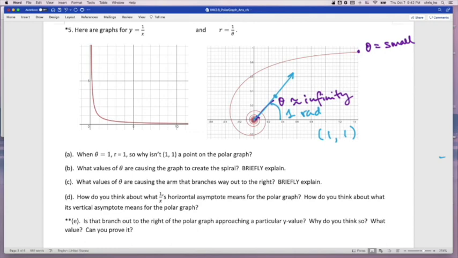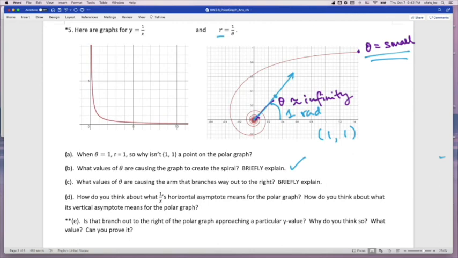What values of theta cause the graph to create a spiral? I just explained that. Basically, the spiral is caused by the fact that as theta increases and becomes larger and larger, then r becomes smaller and smaller. What values of theta cause the arm that branches out to the right? Well, as I said, it's because theta becomes a very tiny quantity. What do you think a horizontal asymptote of 1 over x means for the polar graph? And what does a vertical asymptote mean for the polar graph?